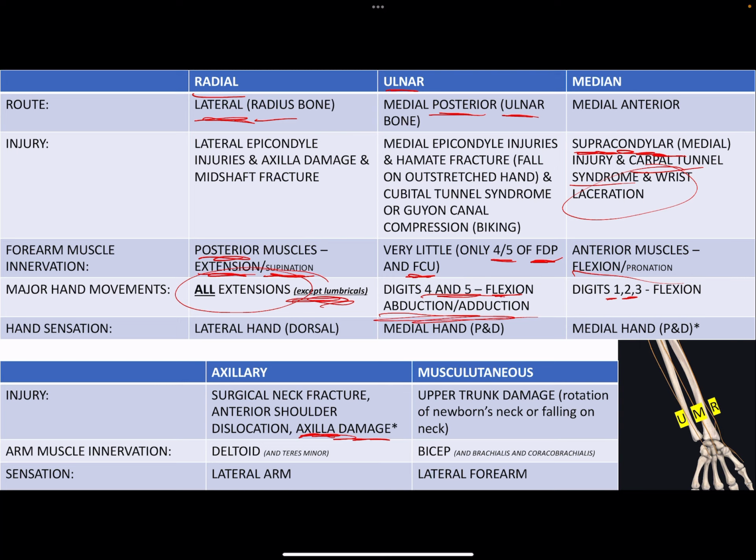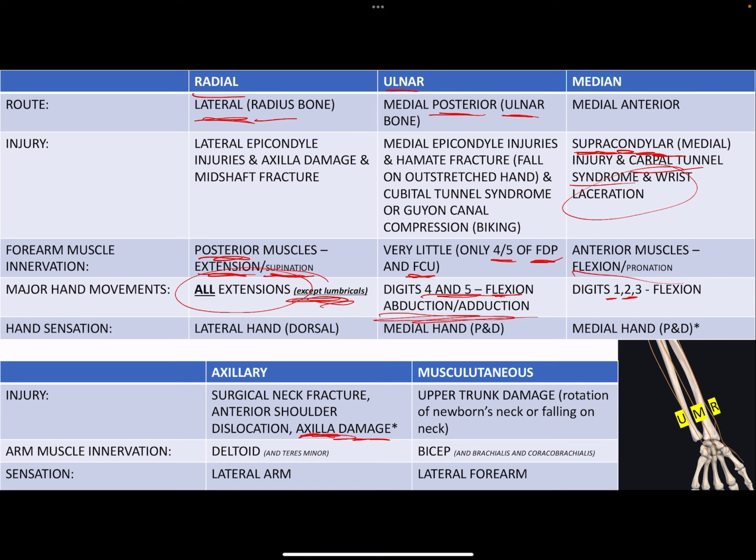Our muscle innervation for the axillary is deltoid and teres minor, but mostly just deltoid, or most importantly deltoid. This is going to cause the abduction 15 to 90 degrees. Musculocutaneous: bicep, brachialis, and coracobrachialis. Coracobrachialis, a little bit of adduction, nobody cares. Brachialis, definitely elbow flexion, we care about that. Bicep, remember, it's also supination.